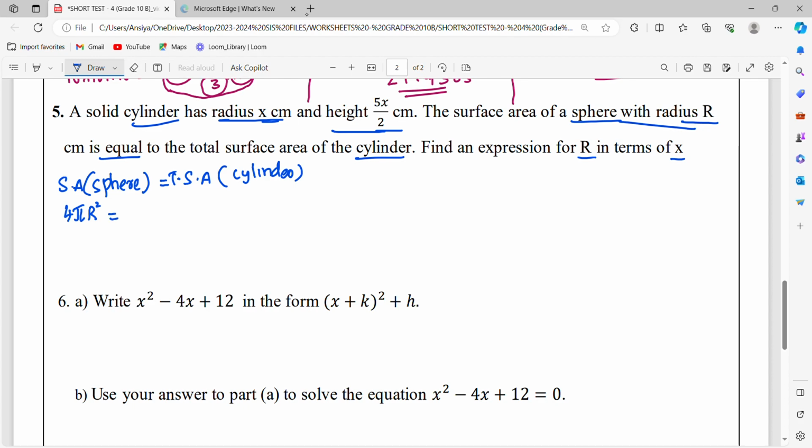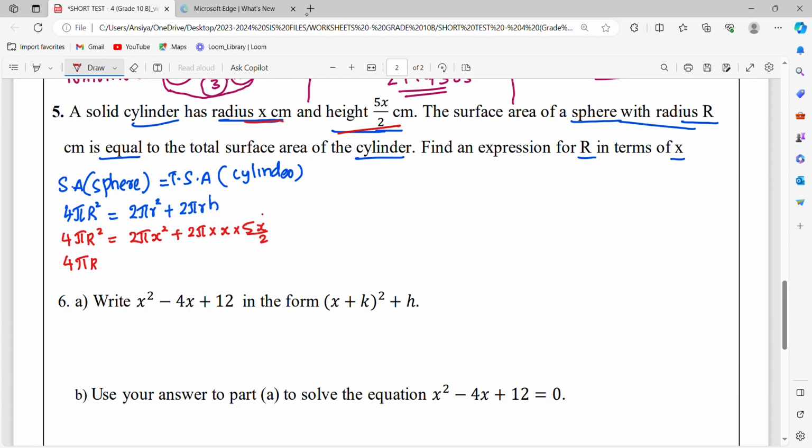4 pi R square is equal to, what's the formula for total surface area of a cylinder? It is 2 pi r square plus 2 pi r h. We know the radius and height, so the next step we will put the substitution. So 4 pi R square is equal to 2 pi, the radius is x square, plus 2 pi times x times height, which is 5x by 2. More simplification.